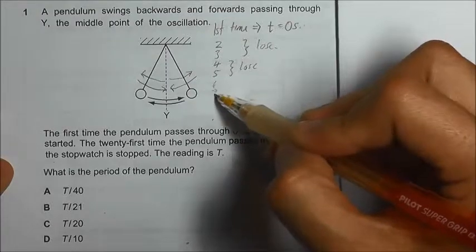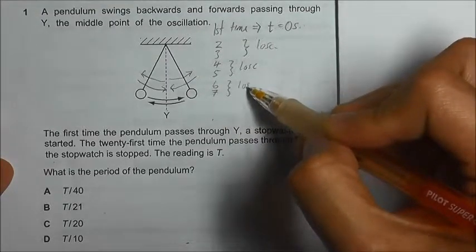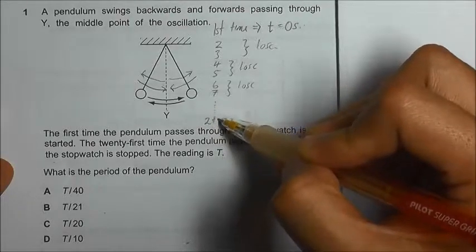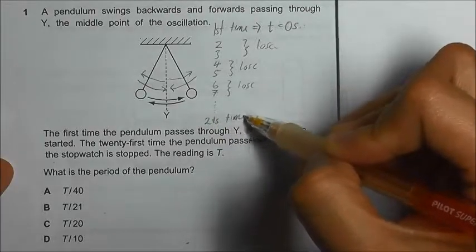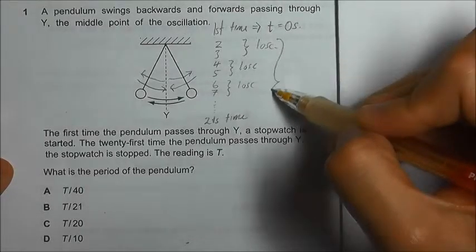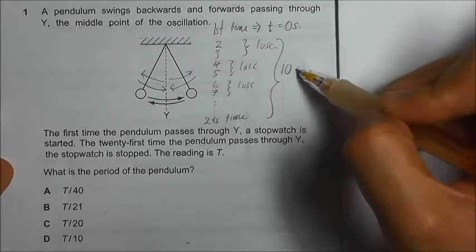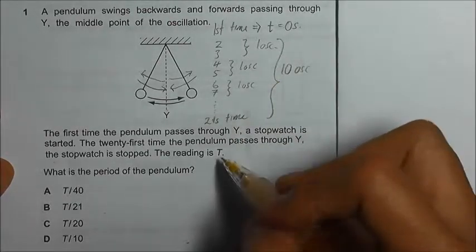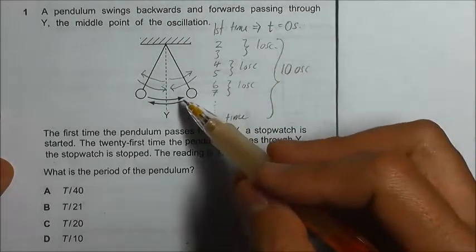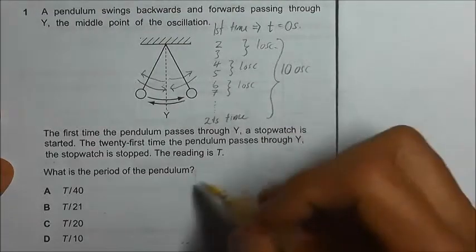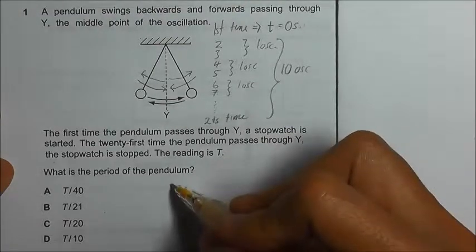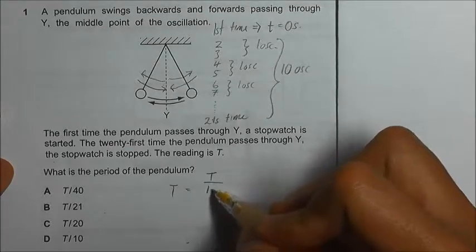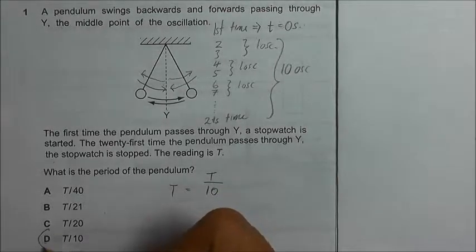6, 7 will be another oscillation. So as we go all the way to the 21st time it passes through y, we would have clocked a total of 10 oscillations. Now the time taken for the pendulum bob to swing 10 oscillations is t. So the period will be just t divided by 10. Answer should be D.